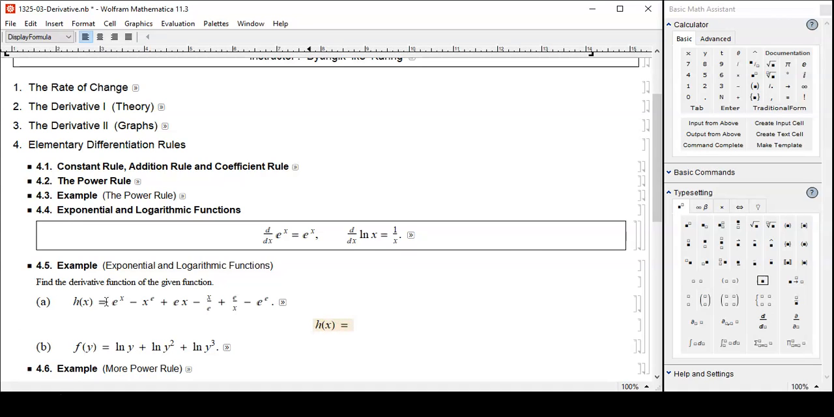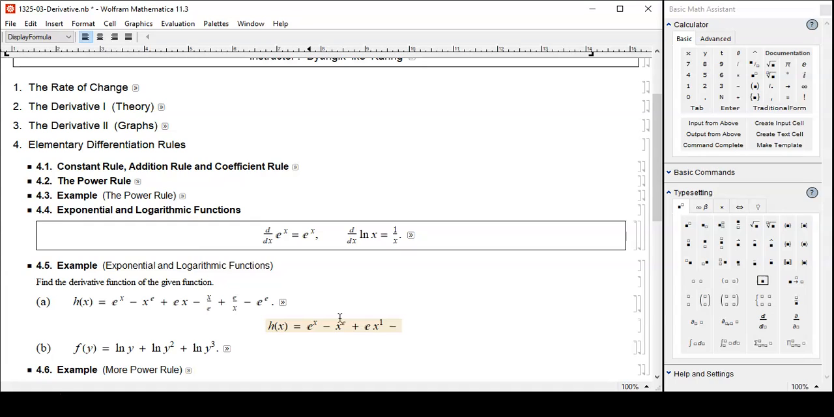Let's analyze this problem. e to the x power. This is an exponential function. No problem there. And then next we have x to the e power. That's a power function. And then ex, and that too is a power function. Just one power, see?